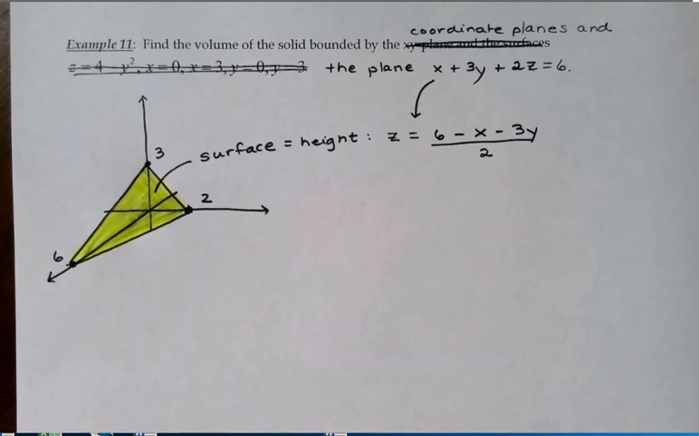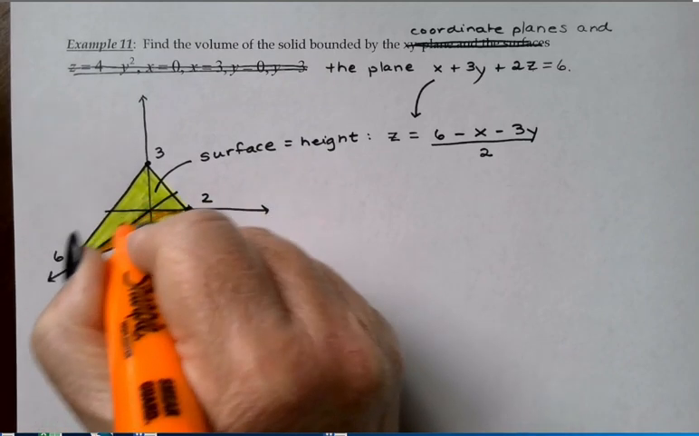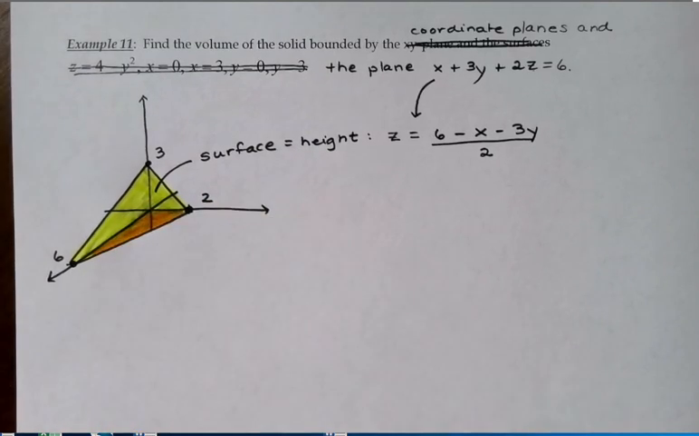That's the integrand when I do my volume. But I also need the r. I need to know the limits of integration. And remember, r is the part in the xy plane. So you can see right here, the shadow of the shape in the xy plane would just be this triangle right there. There's the r.